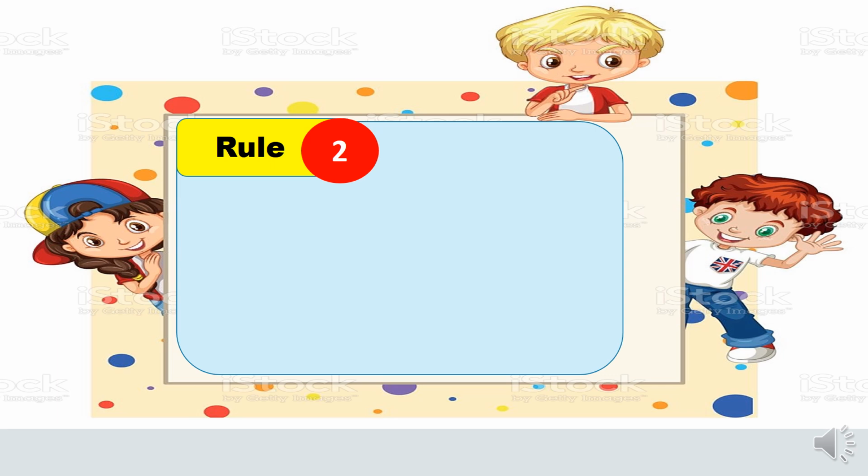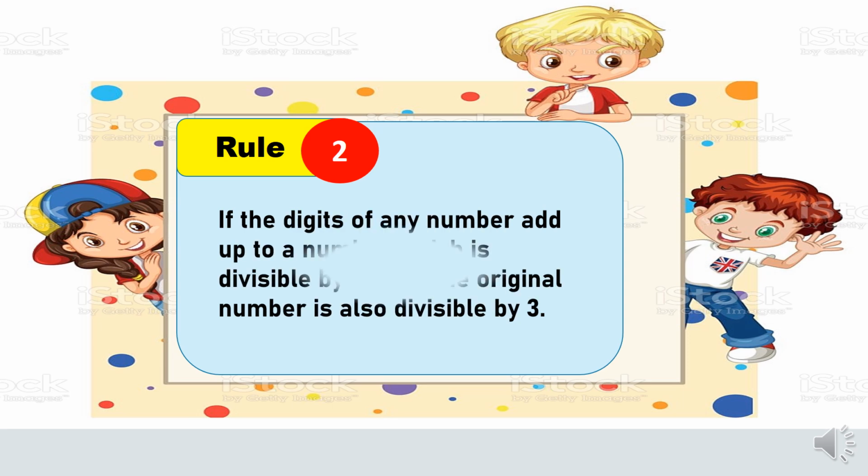So what does this rule say? The rule is, if the digits of any number add up to a number which is divisible by 3, then the original number is also divisible by 3. It means whatever number we are given, we have to add all the digits of the given number, and if the sum is a multiple of 3, or if the sum comes in the table of 3, then the given number is divisible by 3.